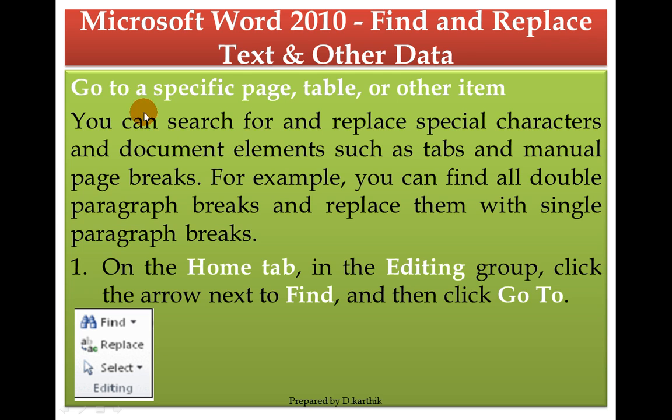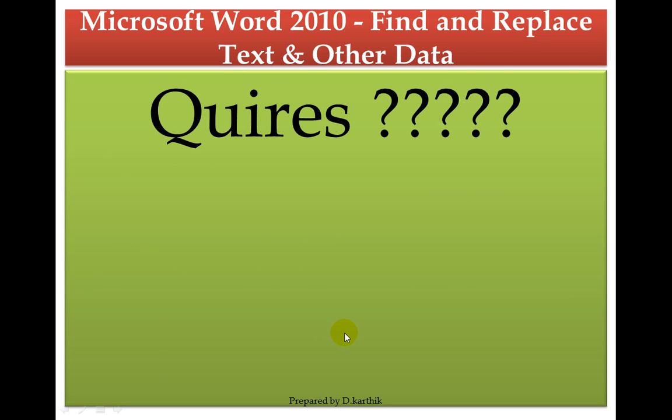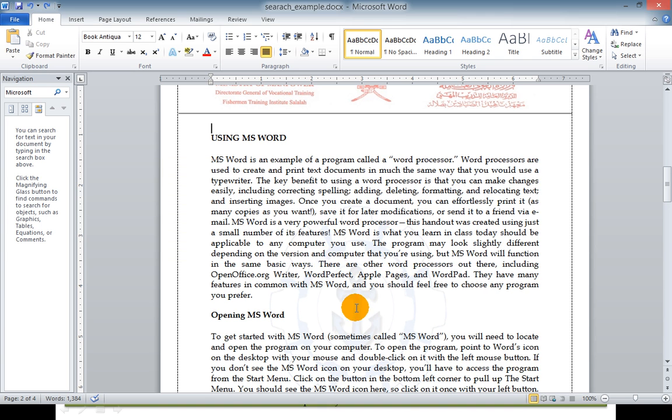To go to a specific page, table or other item, you can search for or replace special characters. So whenever you want to find or go to a specific place or page, use the go to options. Right, once again I repeat.